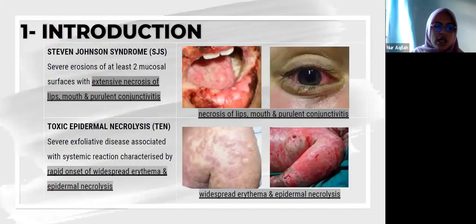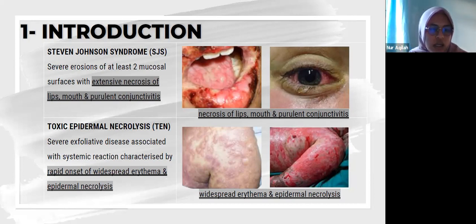Okay, so basically Stevens-Johnson syndrome is a systemic disease that is due to the reaction of the hypersensitivity type 4 immune reaction. Okay, so based on the pediatric protocols, Stevens-Johnson syndrome or SJS is referred to as severe erosions of at least 2 mucosal surfaces with extensive necrosis of lips, mouth, and also purulent conjunctivitis.